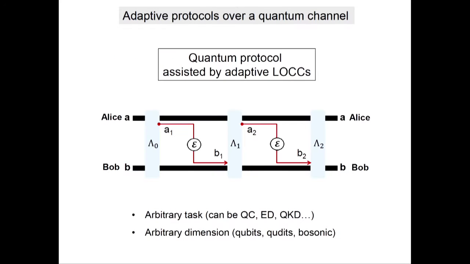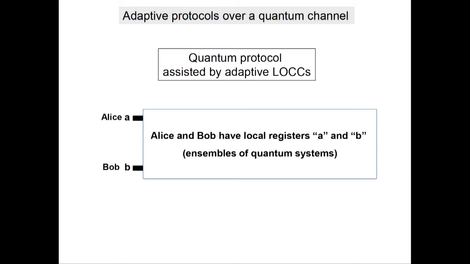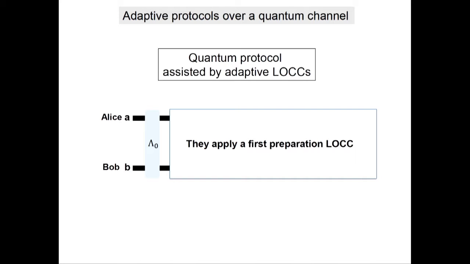So we consider the most general adaptive protocol that can be implemented over a quantum channel for an arbitrary task and for systems with arbitrary dimension. Let's see how this adaptive protocol works. We have Alice and Bob. They start with two local registers, A and B, that basically are two ensembles of quantum systems. They first apply a round of LOCC in order to prepare the initial state of the protocol.